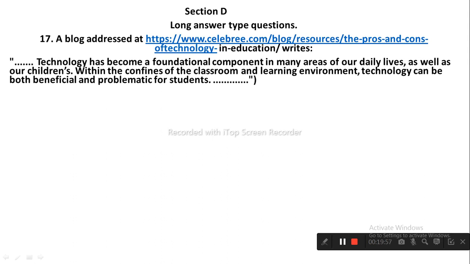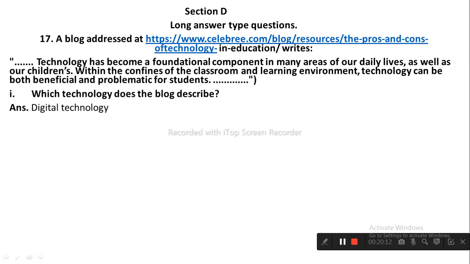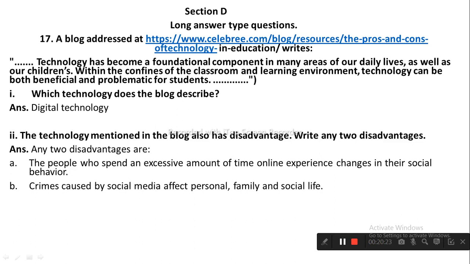Next one, now we are moving to Section D, the long answer type questions. So here is a blog address: www.cerebri.com/blog/resources/ the pros and cons of technology in education. On the basis of this, we are going to answer the question: which technology does the blog describe? It describes digital technology, and the technology mentioned in the blog also has disadvantages.